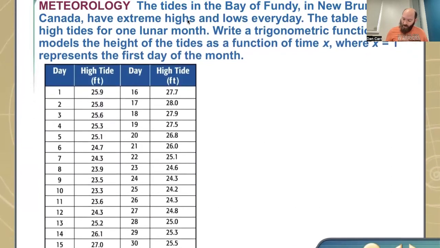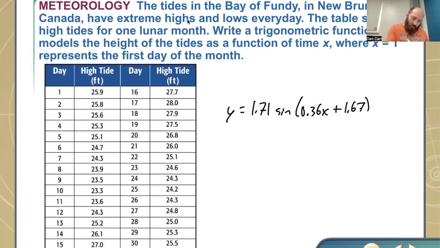Okay, so what I have for my equation was y equals, a was going to be 1.71 times the sine of 0.36 x, and then it's plus 1.67, and then plus 25.55. All right. And that's it.